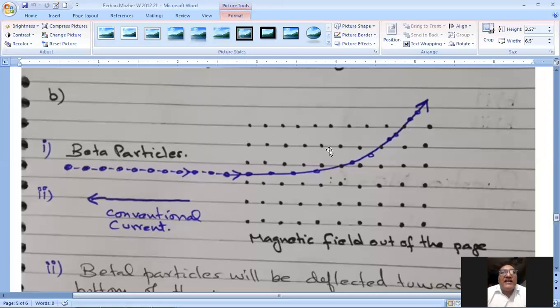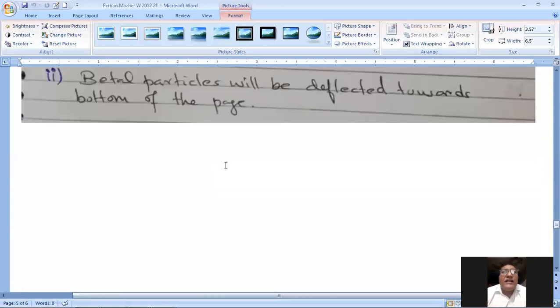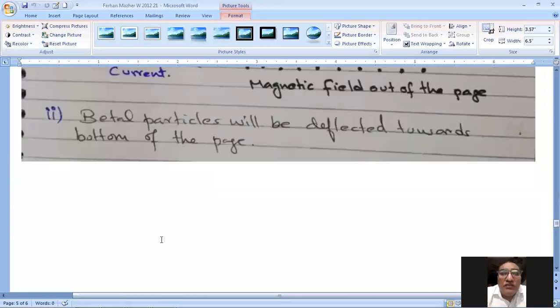If you change the direction of the magnetic field, so that the magnetic field is now into the page, represented with crosses, the beta particles' deflection will be opposite. Before, the beta particles bent upward; now the beta particles will bend towards the bottom of the page.